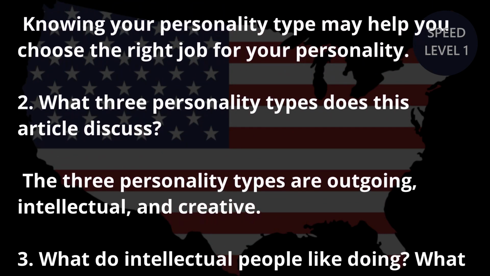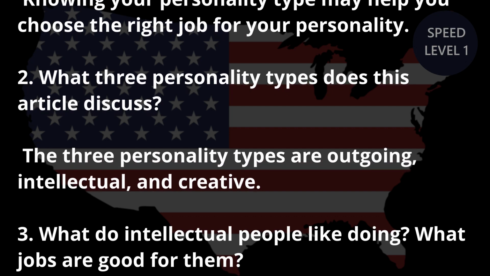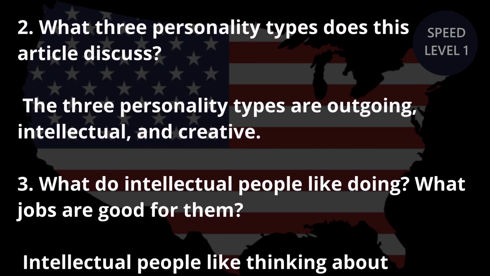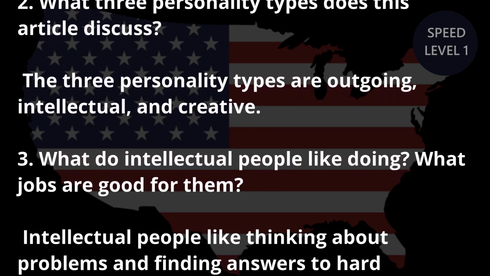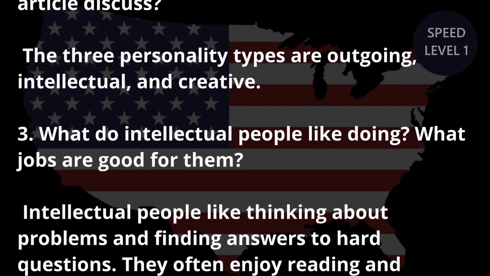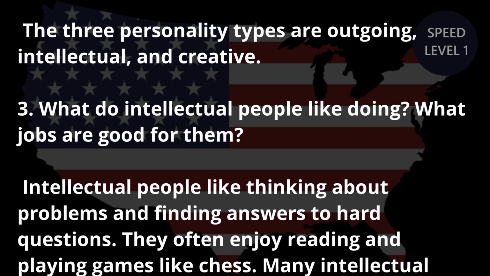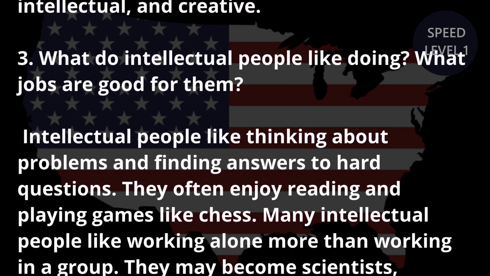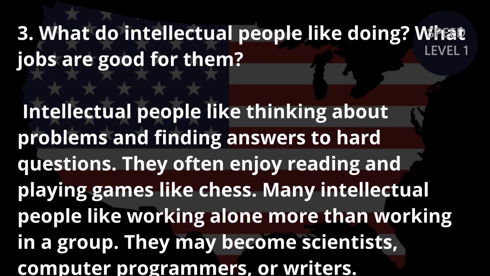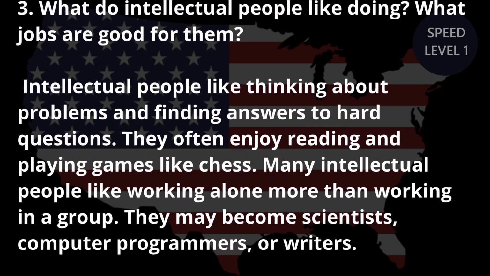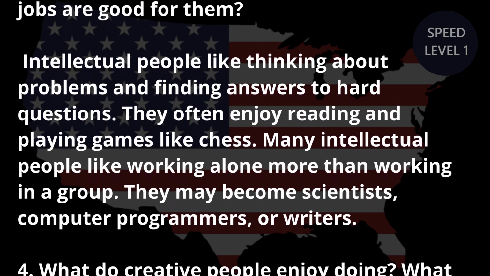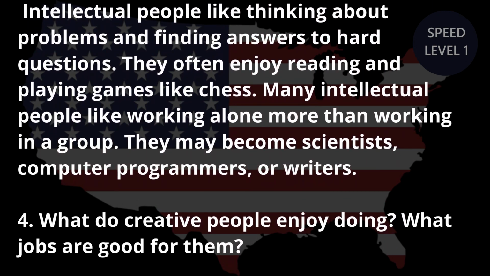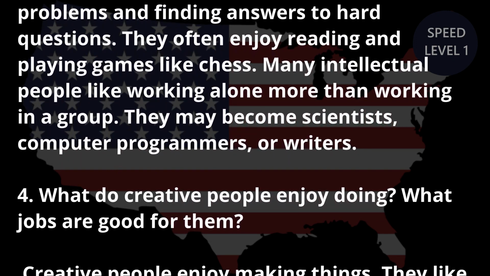3. What do intellectual people like doing? What jobs are good for them? Intellectual people like thinking about problems and finding answers to hard questions. They often enjoy reading and playing games like chess. Many intellectual people like working alone more than working in a group. They may become scientists, computer programmers, or writers.